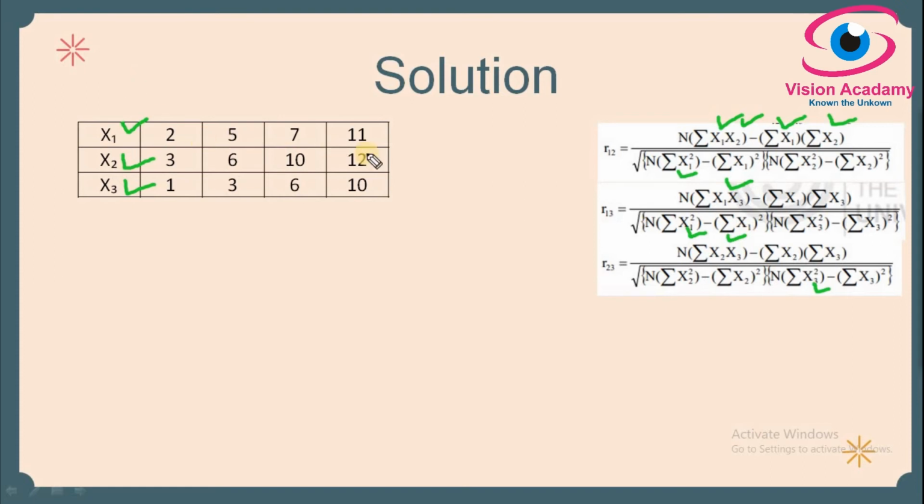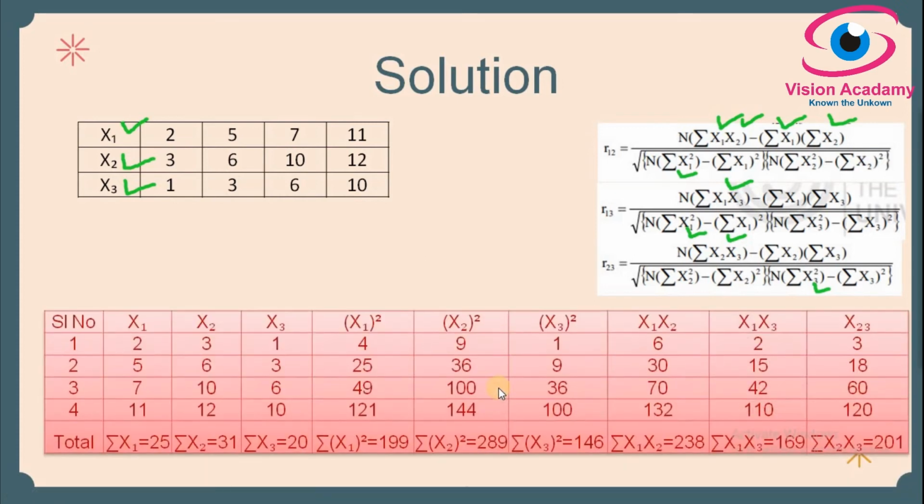Using this formula we have to calculate these things, that is summation x1, x2, x3, summation x1 square, x2 square, x3 square, summation x1 x2, summation x1 x3 and summation x2 x3. So it takes a huge time to explain each and everything. Here I have calculated all the things.